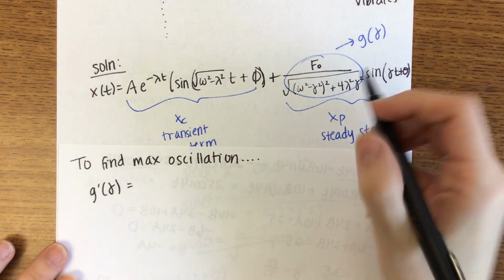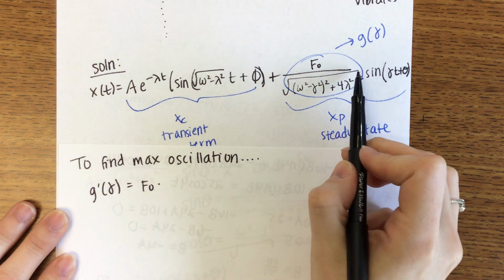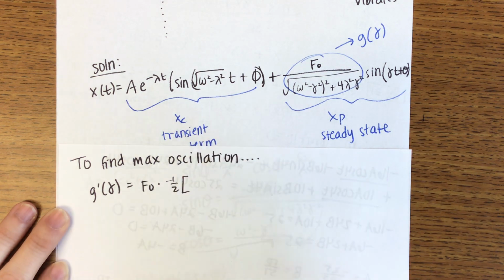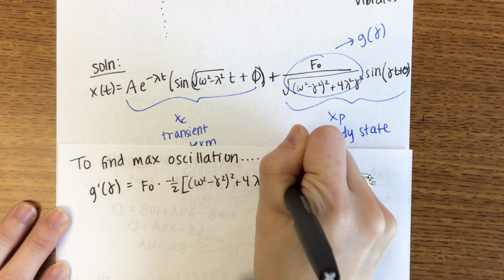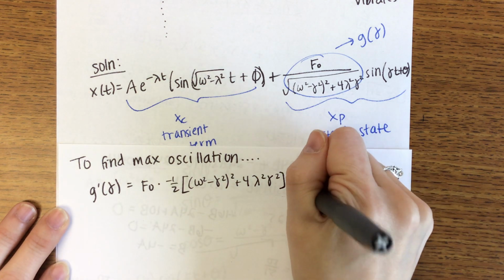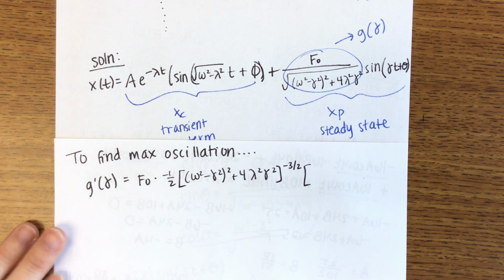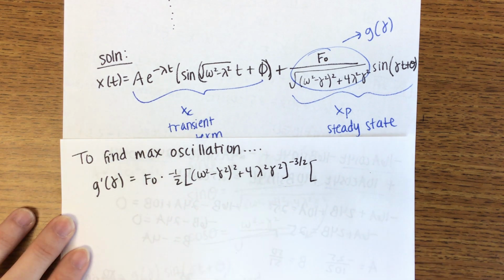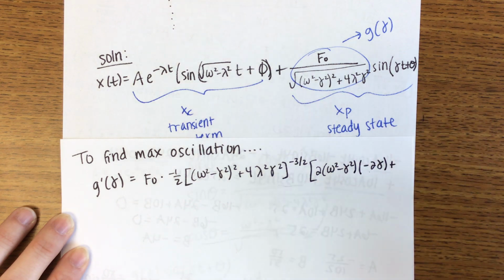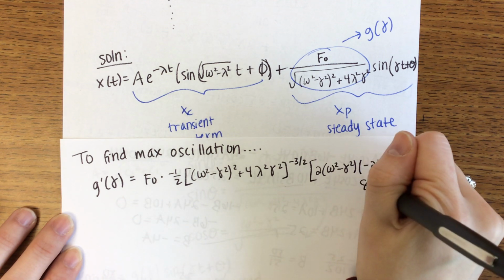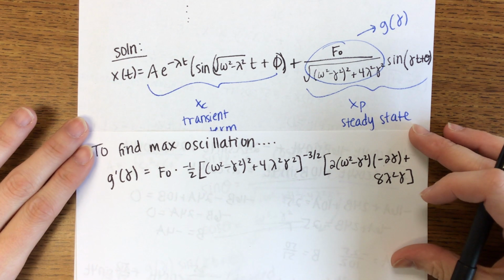So, to remind you, this is what we're finding the derivative of. We get F naught. The power was negative 1/2, so bring that down. We then have omega squared minus gamma squared, squared, plus 4 lambda squared gamma squared, now to the power negative 3/2. But we have to do the chain rule, so we do have to take the derivative of the stuff inside, according to gamma. So we get 2 times omega squared minus gamma squared times negative 2 gamma, plus the derivative here, we get 8 lambda squared gamma. And we need to set this equal to 0.